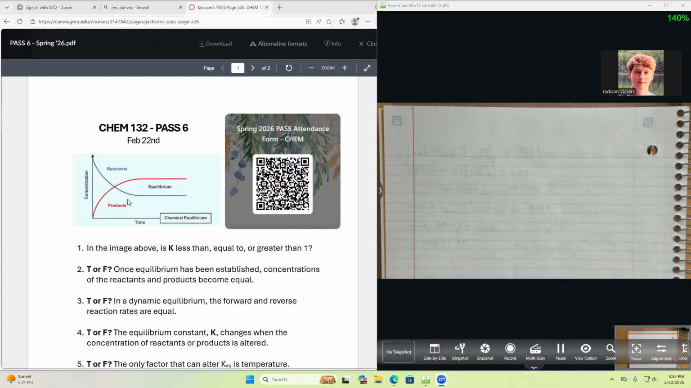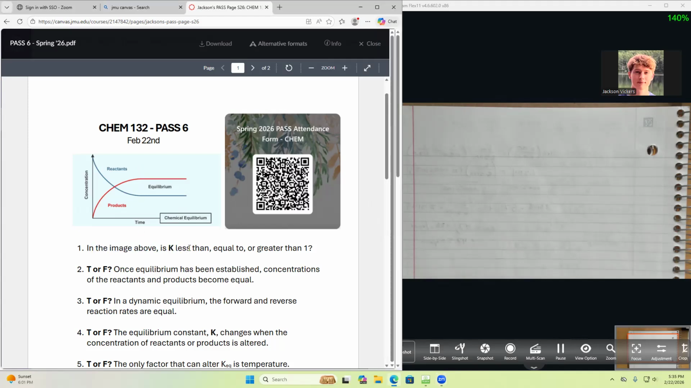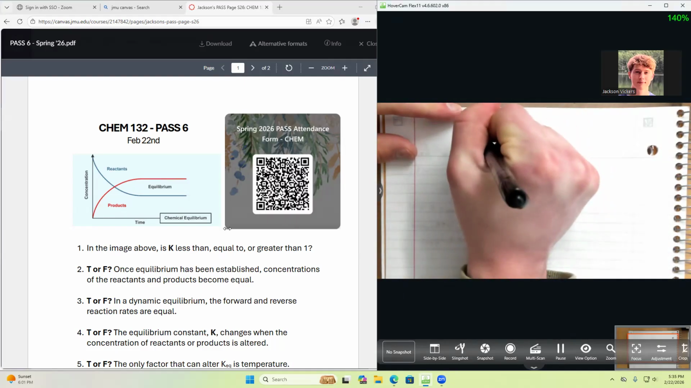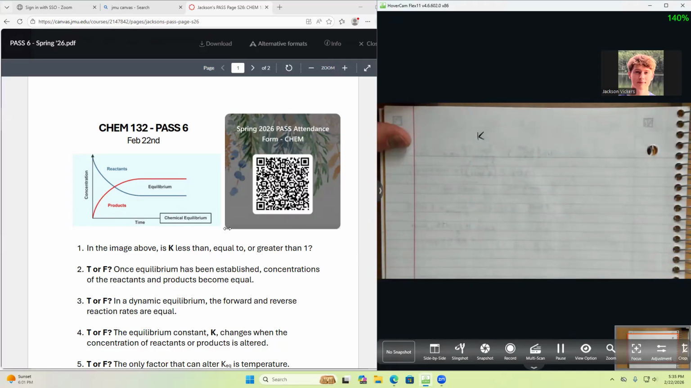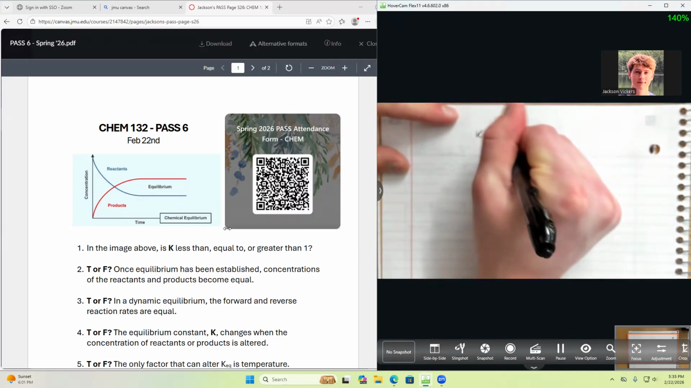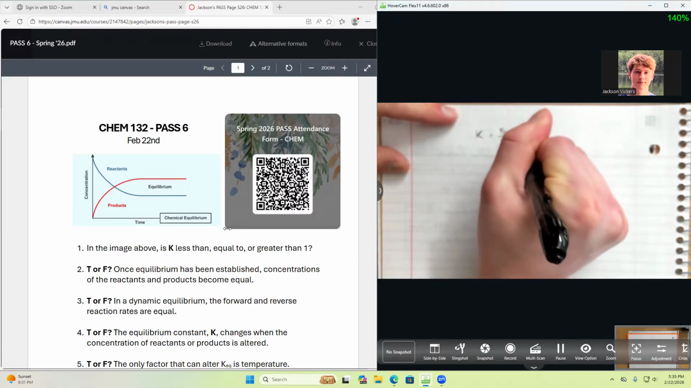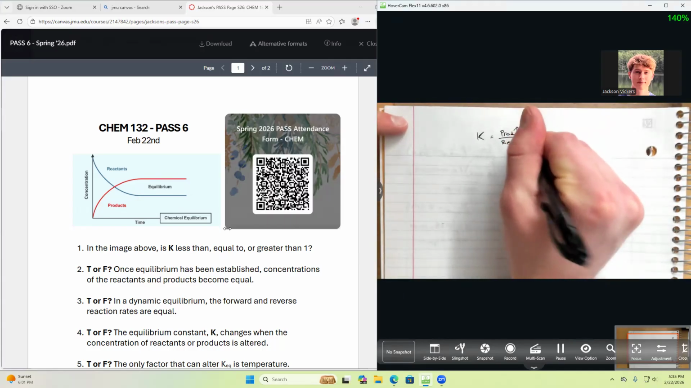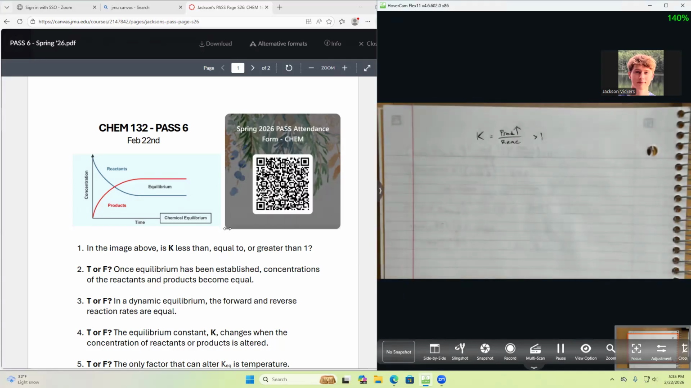Okay, so let's look at this graph here. Blue is reactants, red is products, and we're hitting equilibrium right around here. Do we think that K is going to be less than, equal to, or greater than 1? Yep, exactly. K, again, is capital K now, not the lowercase k from last unit, and is equal to products over reactants. If you have a lot more products at equilibrium, this is going to be a bigger number, meaning that it's going to be greater than 1.